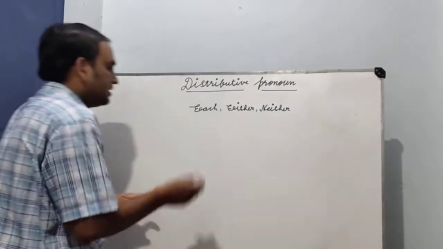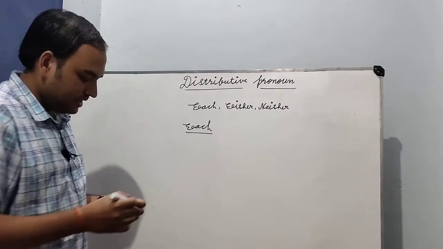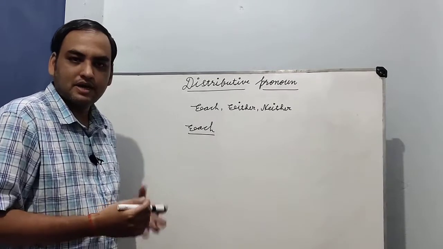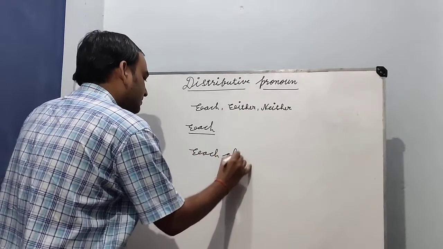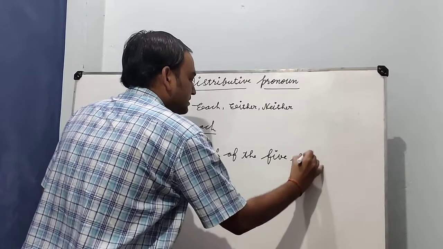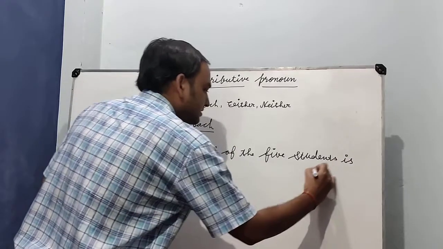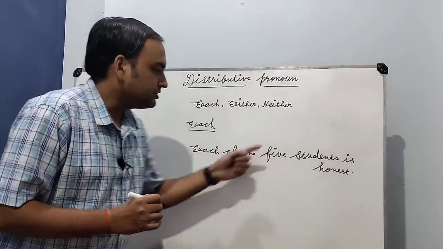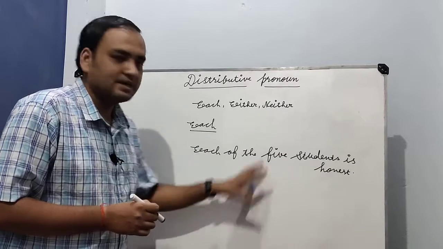Yes, first I will write here each. Okay, we will use each. Each is a distributive pronoun. Its meaning in Hindi is pratyek. Okay, if I am writing here an example: each of the 5 students is honest. Each of the 5 students is honest. Okay, it means that 5 में से प्रत्येक स्टूडेंट क्या है, honest है.